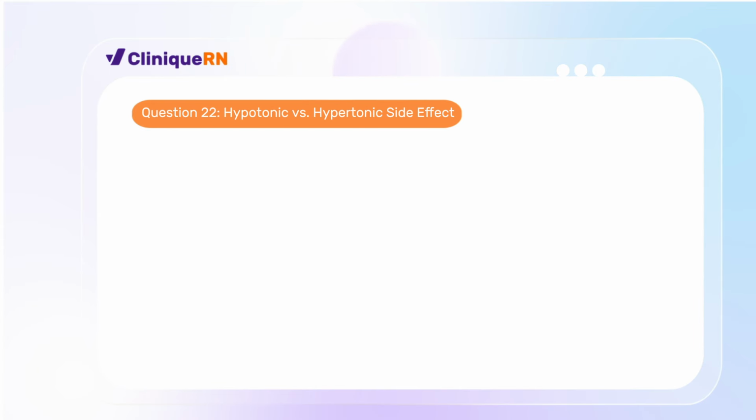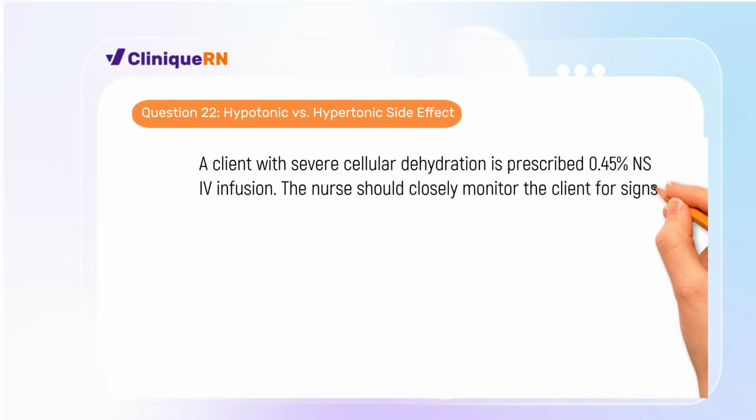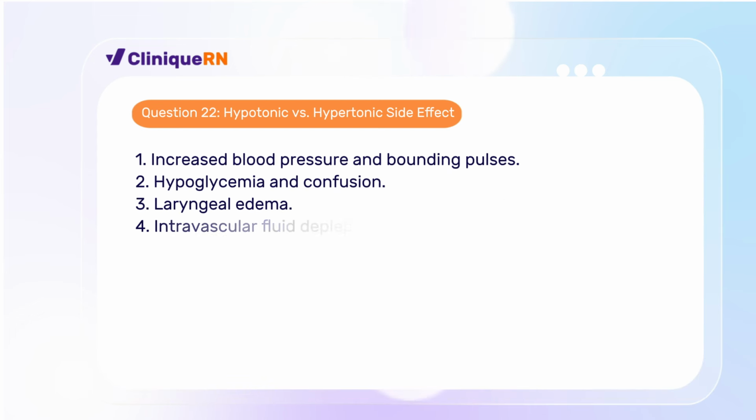Question 22. Hypotonic versus hypertonic side effect. A client with severe cellular dehydration is prescribed 0.45% NS IV infusion. The nurse should closely monitor the client for signs of 1. Increased blood pressure and bounding pulses. 2. Hypoglycemia and confusion. 3. Laryngeal edema. 4. Intravascular fluid depletion.